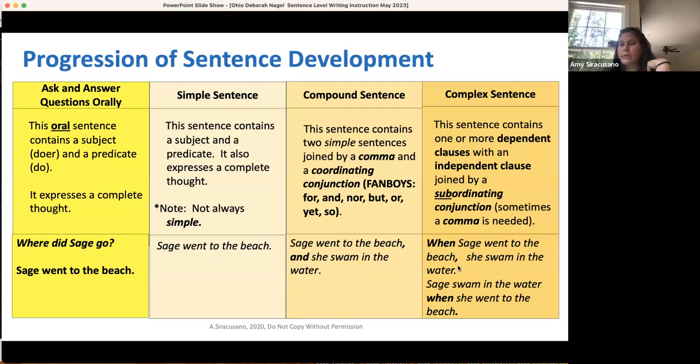When Sage went to the beach, what? She swam in the water, and I have a comma there. Or I could take, she swam in the water when she went to the beach, and there's no comma in that structure for a complex sentence. Complex sentences should be worked on in 3rd, 4th, and 5th grade. So 3 years working on this skill to get them to really automatize it.